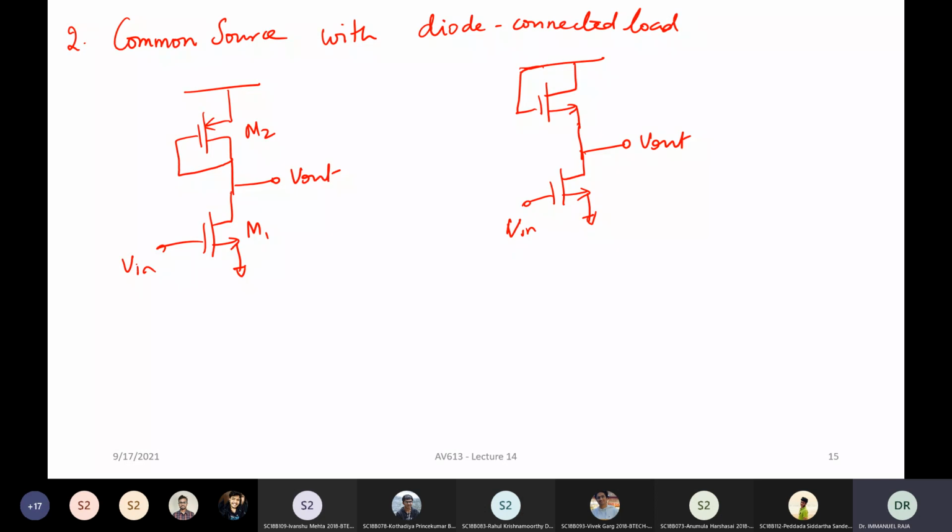Now there is a very interesting aspect. I mentioned that a diode connected transistor will always remain in saturation, right? That is because its VDS is equal to VGS, which means it's always in saturation. Now, what happens to the small signal parameters? Let's take an NMOS transistor to start off with, or you can also take a PMOS transistor. First let's do the PMOS.